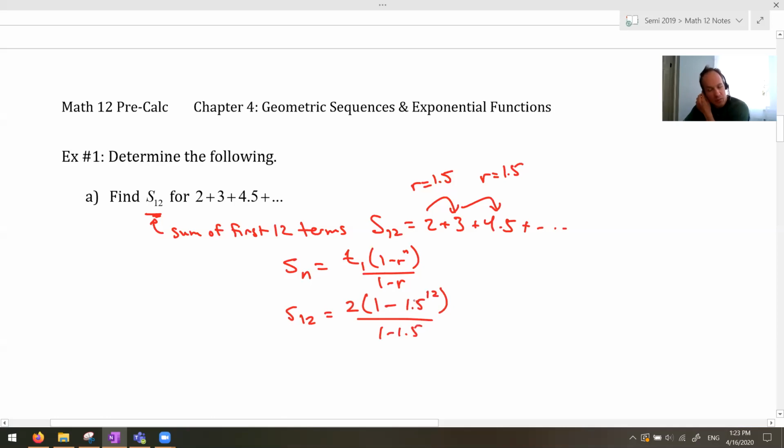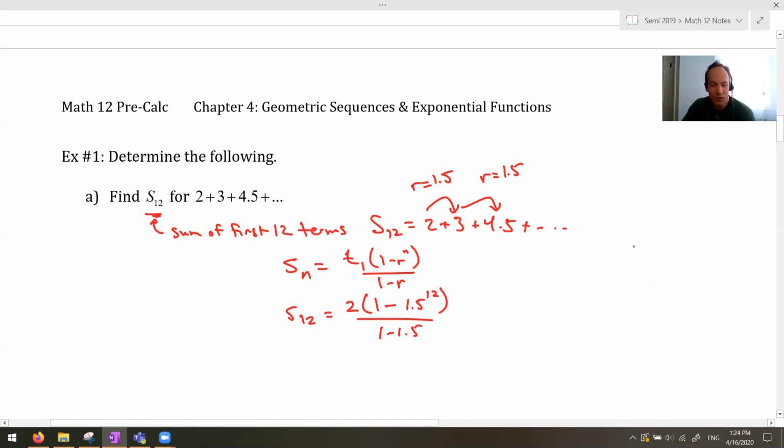A thing that a lot of people get used to when doing geometric sequences is that they remember Tn equals T1 r to the n minus 1. They get used to that exponent being n minus 1. This one is just straight up an n, so just be aware of that.